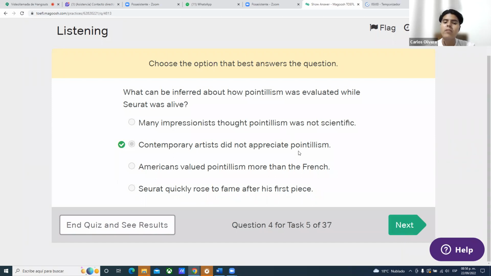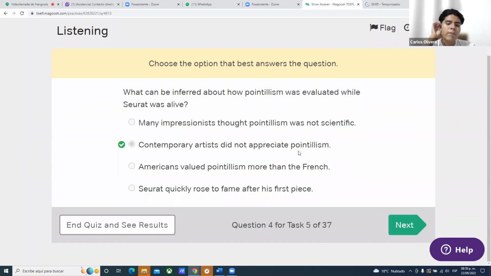And Americans value pointillism more than the French. Nothing is discussed in the lecture about this fact. It is not said if Americans appreciated this more, although it is mentioned that some paintings of this time are placed in America. It doesn't mean that it is more valued in America just because the painting is in America instead of France, right? So this cannot be a correct answer because the passage doesn't suggest to you anything about American desire or liking for this type of painting.